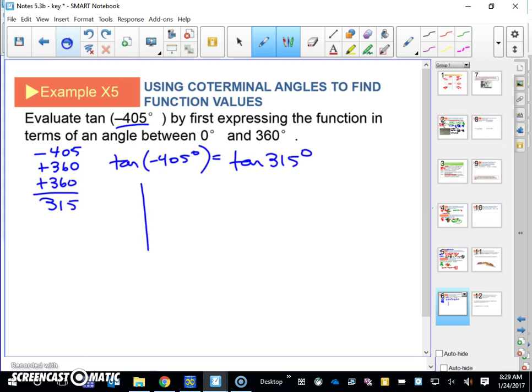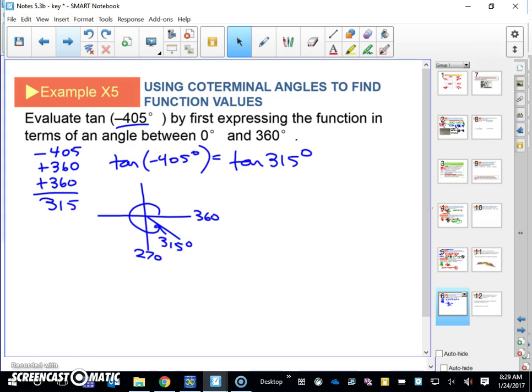Okay, they're in the same location. So 315, here's 270, and here's 360. Seems like we've already drawn 315 once today, I think. The 315 puts us into that fourth quadrant. Okay? You remember what the reference angle is on a 315? 45. Okay? So when we consider the reference angle, we're looking at tangent 45 degrees, but also don't forget about the sign of it. Okay?